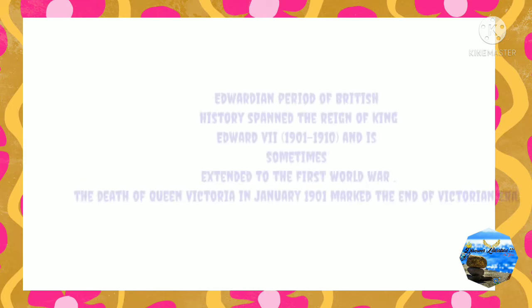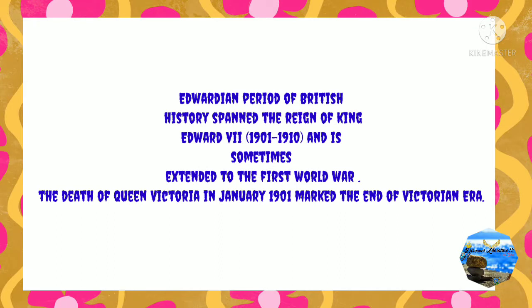The Edwardian period of British history spanned the reign of King Edward VII, and it sometimes extended to the First World War. The death of Queen Victoria in January 1901 marked the end of the Victorian era. And then comes the Edwardian era.